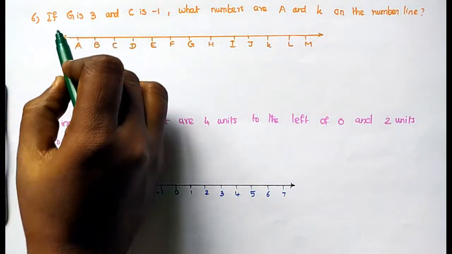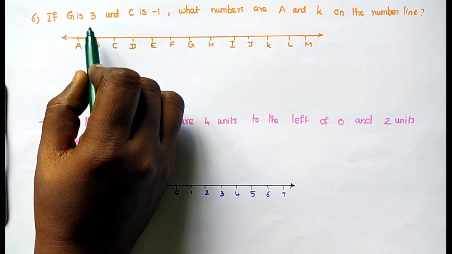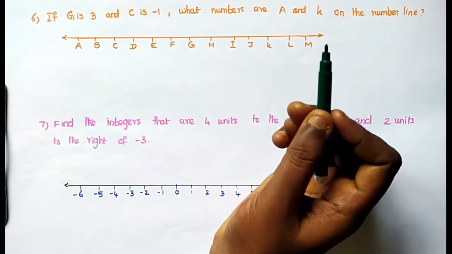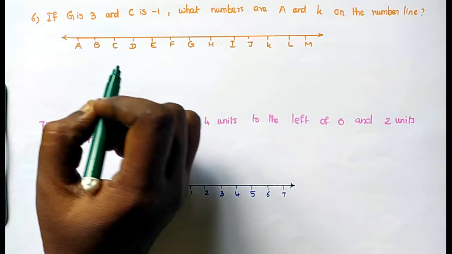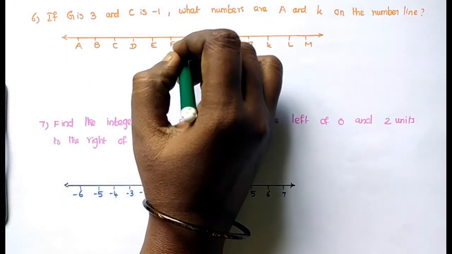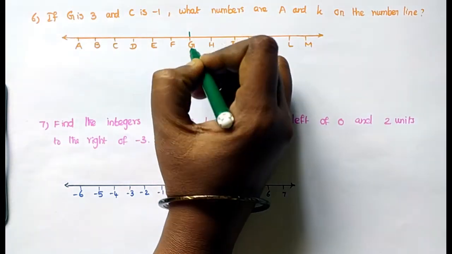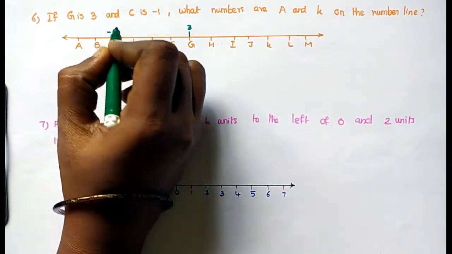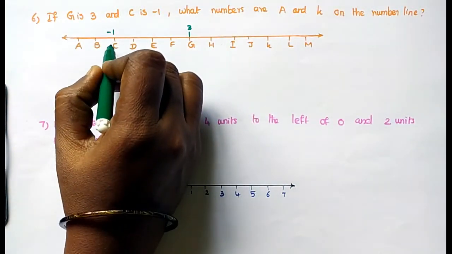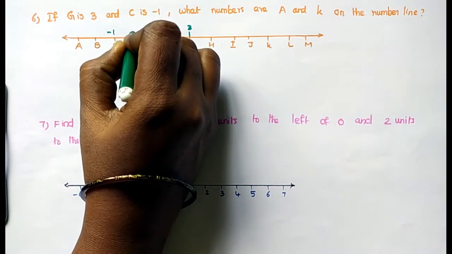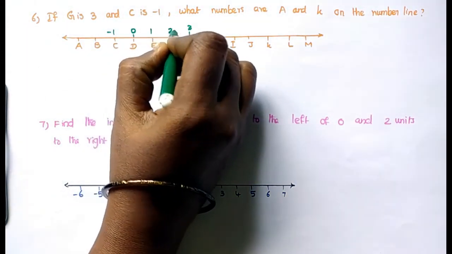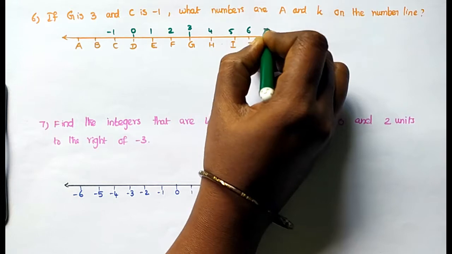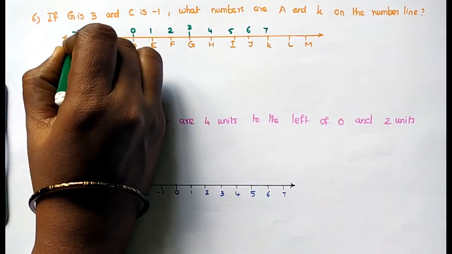That is the answer. Sixth sum. If G is plus 3 and C is minus 1, what numbers are A and K on the number line? Listen, first denote the numbers they have given, that is G is plus 3 and C is minus 1. Now C is minus 1 means D is 0, right? And 1, 2, G is 3, 4, 5, 6, 7. Here minus 2, minus 3.